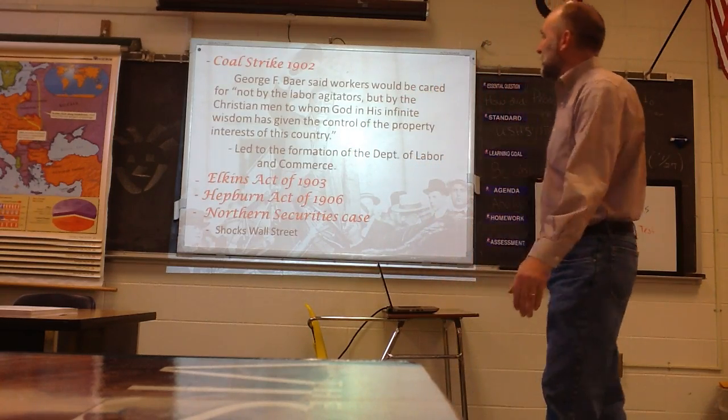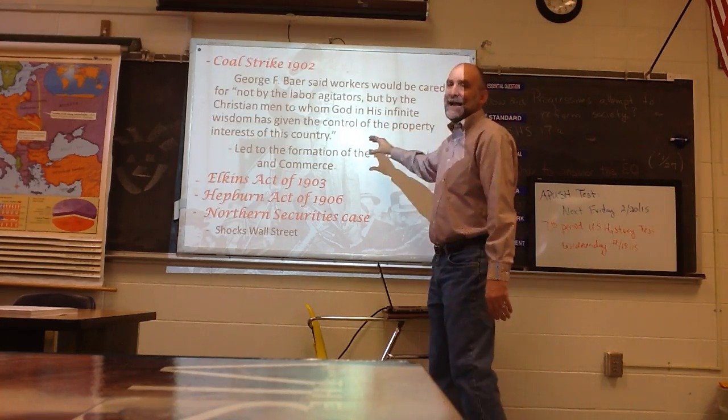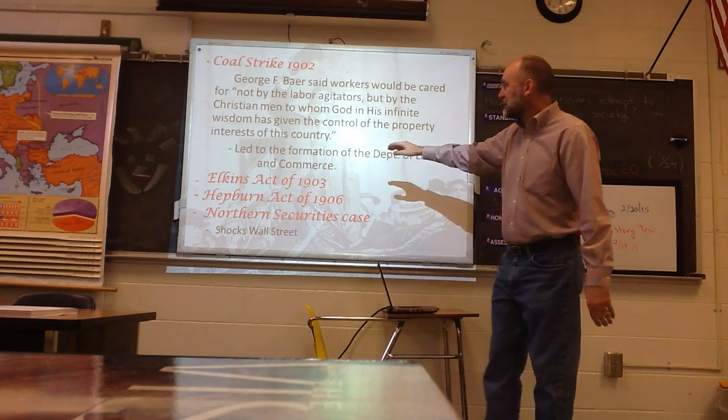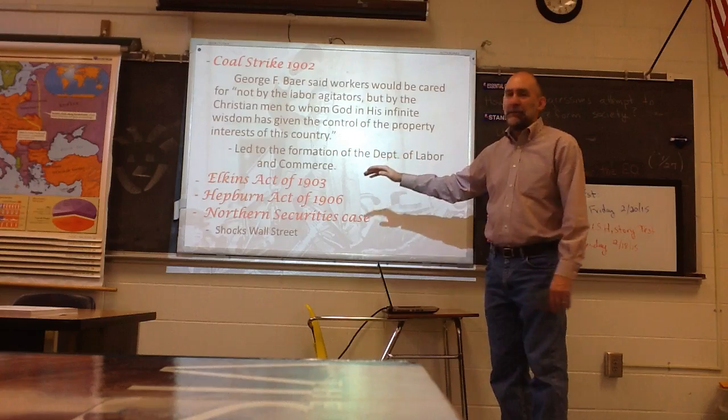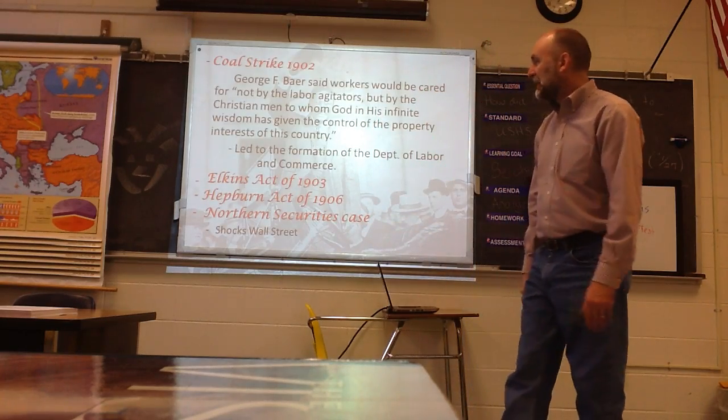So what happens is Roosevelt says we need a government agency to sort of help these people negotiate. So they create the Department of Labor and Commerce. At that point it was one department, today it's two. We broke it up into two.